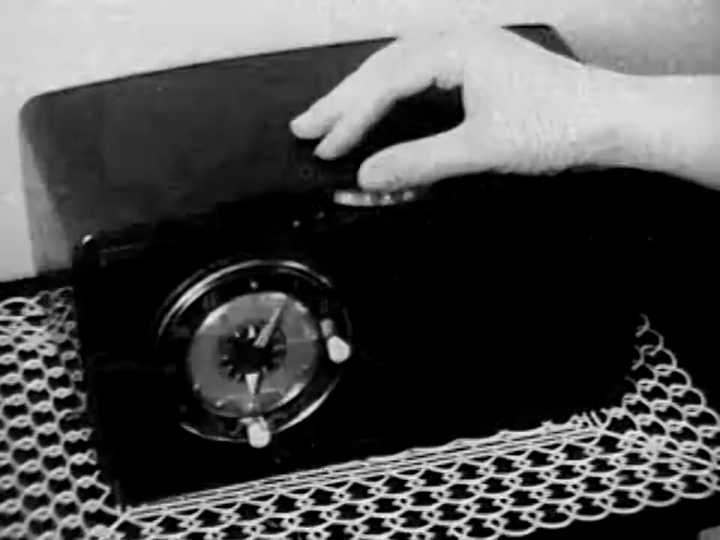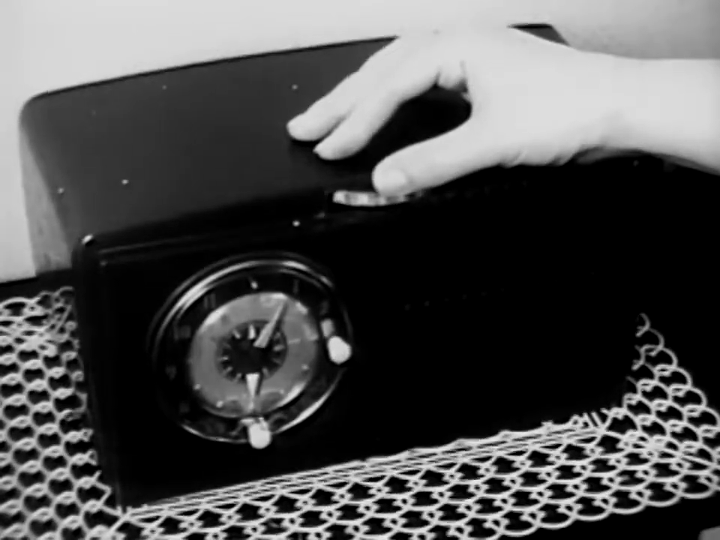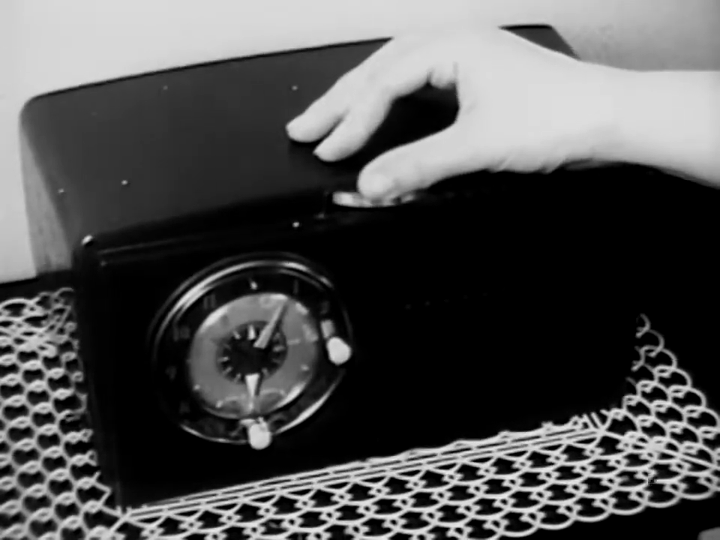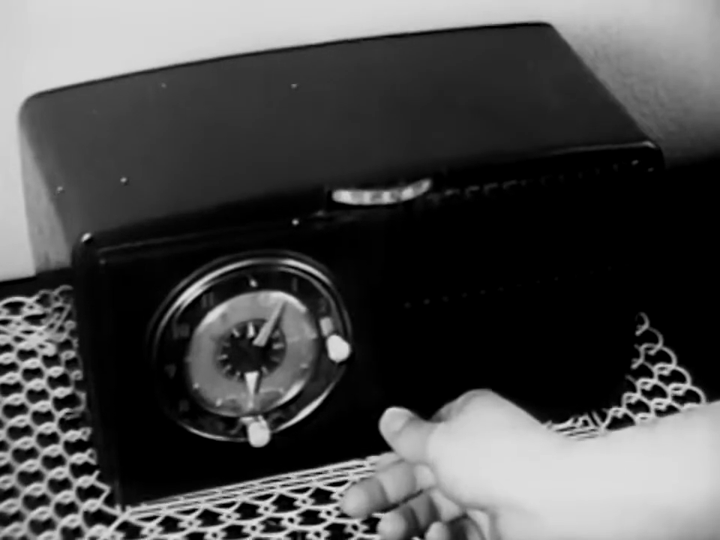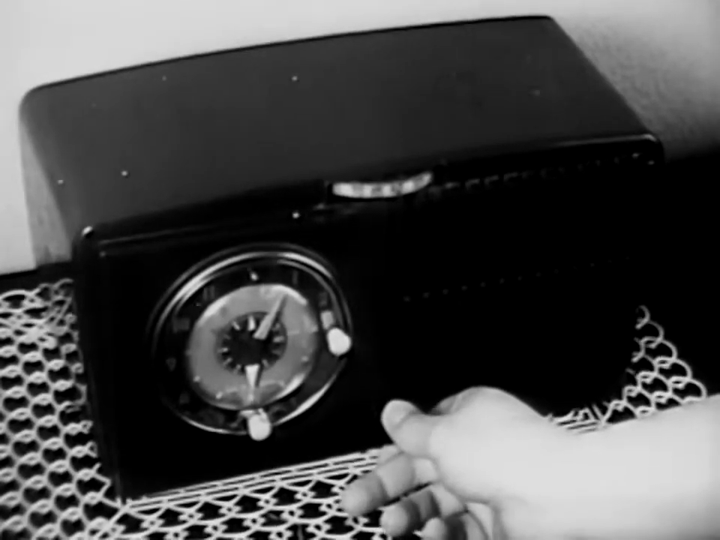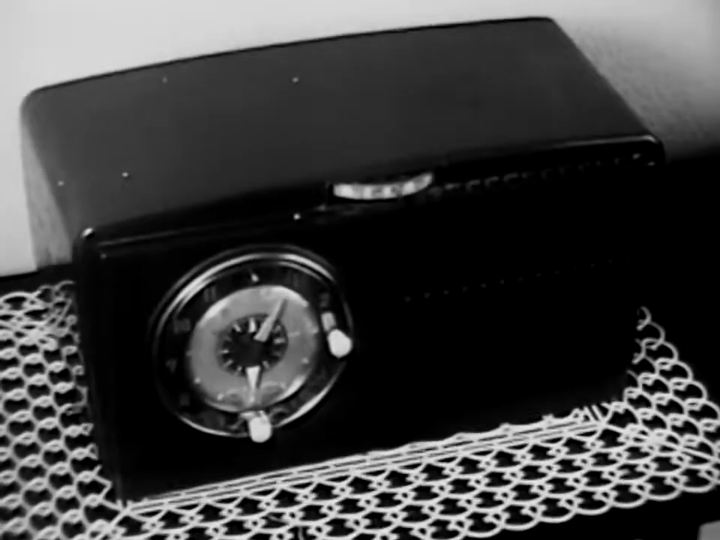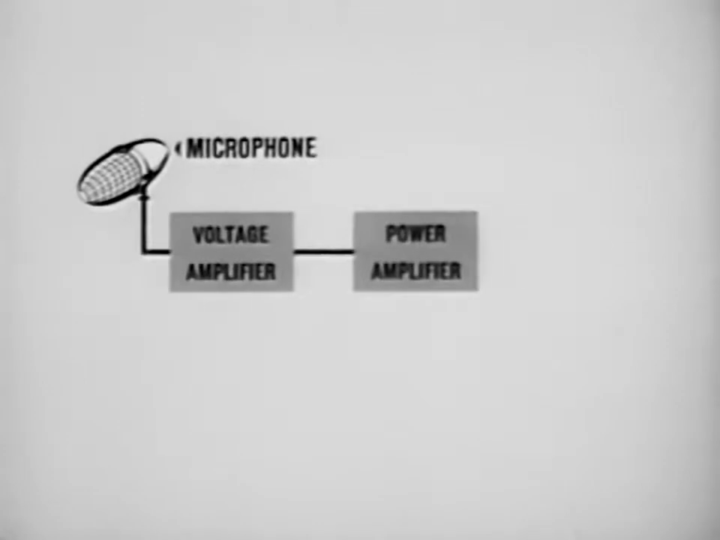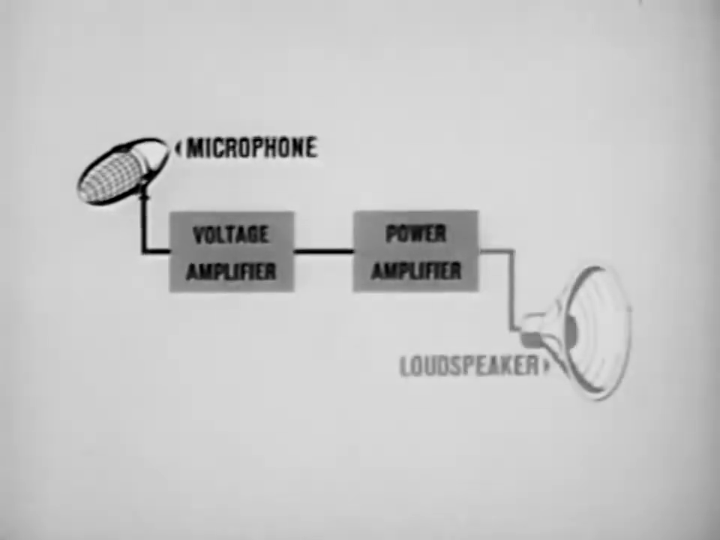Sounds to which we normally listen, for instance over the telephone or over radio, must have been amplified hundreds of times before we can hear them. For example, the output of a microphone must be amplified before it can produce an audible sound through a loudspeaker.